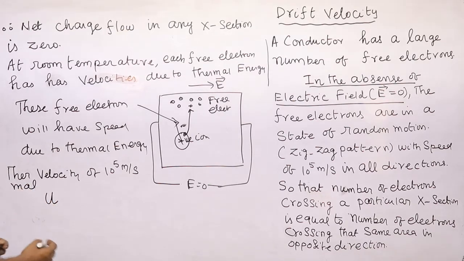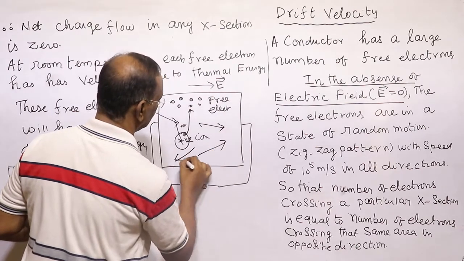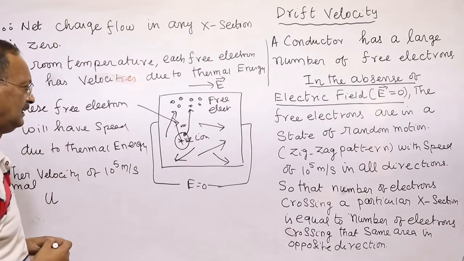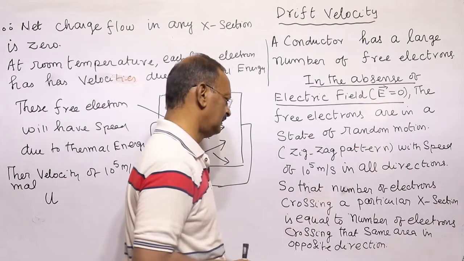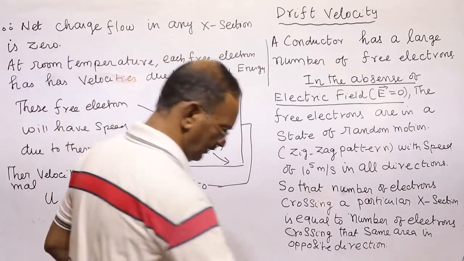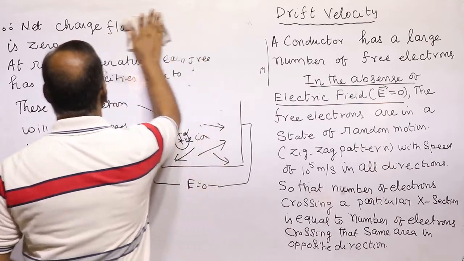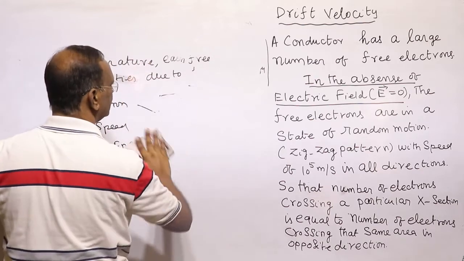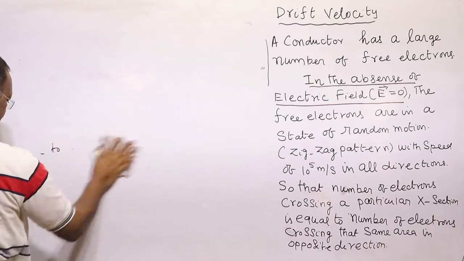Thermal velocity in all possible directions. One will move like this, one will move like this, one will move like this. It means at random they will be moving in all directions. So consider the number of electrons crossing a particular cross section. What do we mean by the number of electrons passing a given cross section? Suppose we take a conductor, a cylindrical wire. Suppose we take a wire in cylindrical shape.